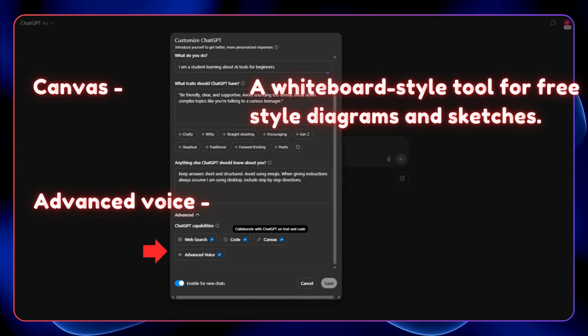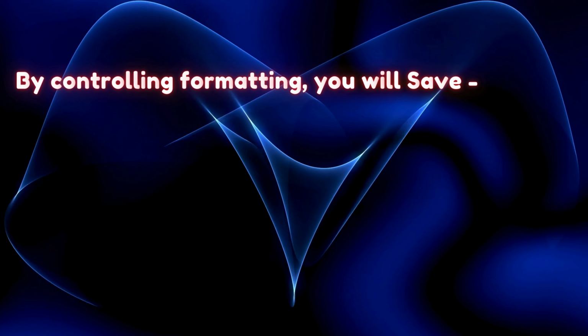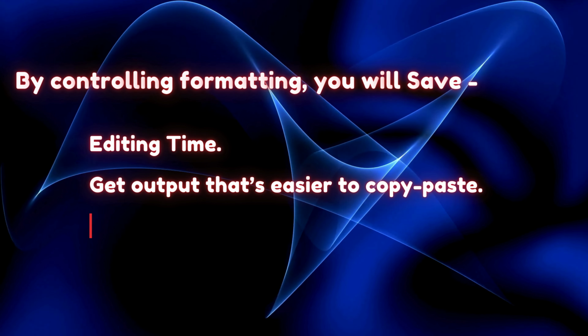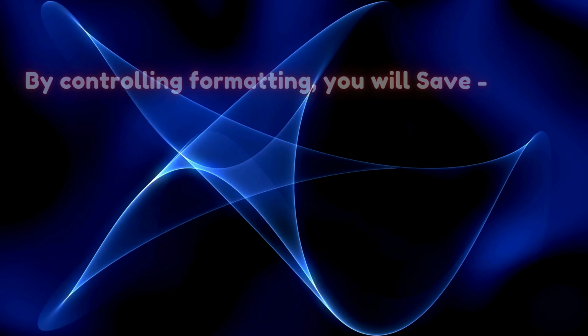Same way, you can also give prompts such as, give me a step-by-step plan to start a newsletter using ChatGPT, format it like a numbered list, or give the result in JSON format, or format this in Markdown with proper headings. Pro tip: if the format isn't right, just say, convert this into bullet points, or rewrite this into a checklist, or make it easy to copy into Excel. By controlling formatting, you will save editing time, get output that's easier to copy-paste, and improve clarity for your audience. So next time, don't just ask what you want. Tell GPT how to give it to you. Format is power.